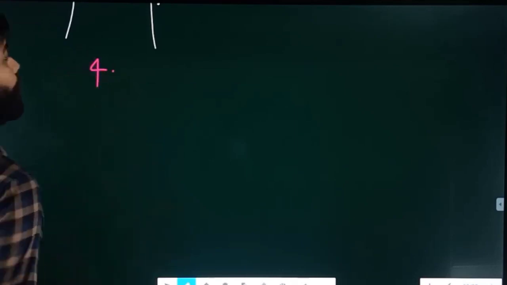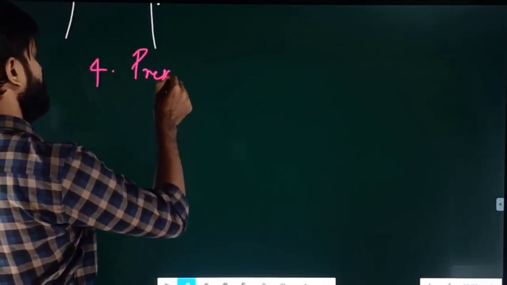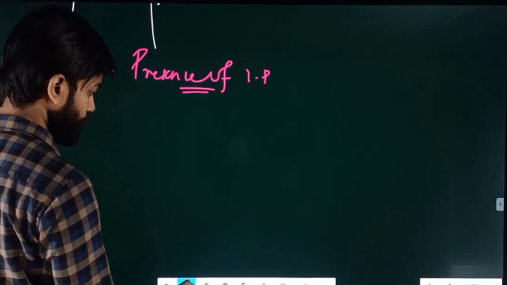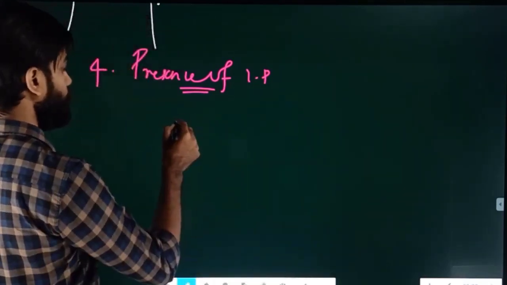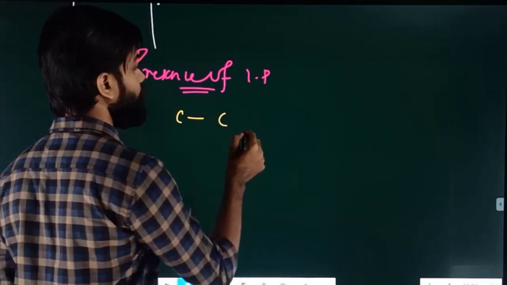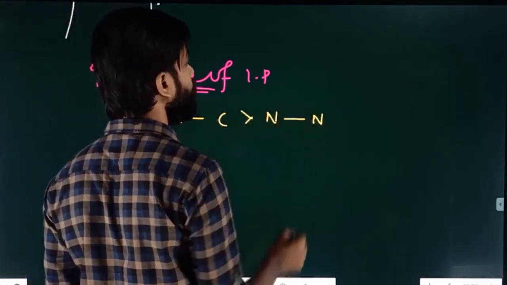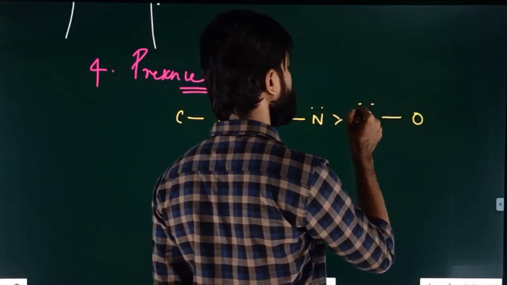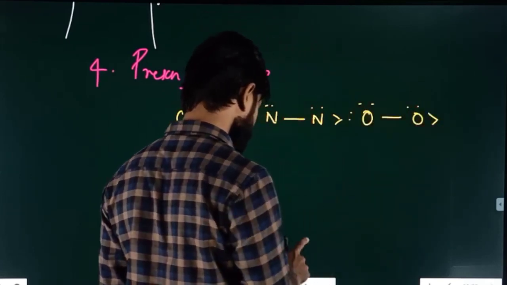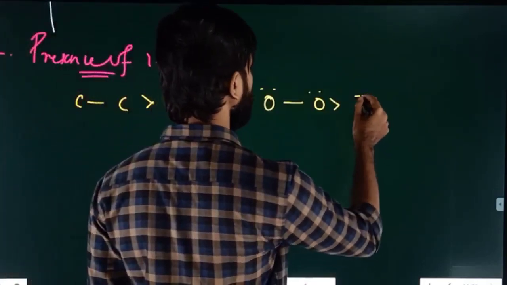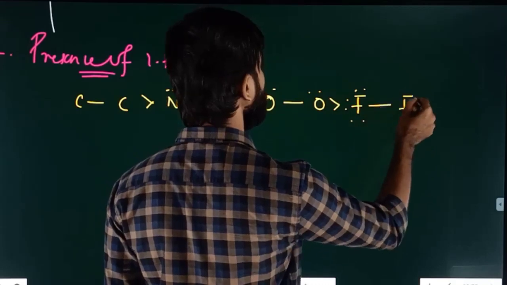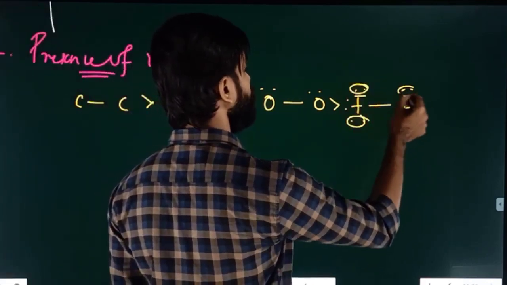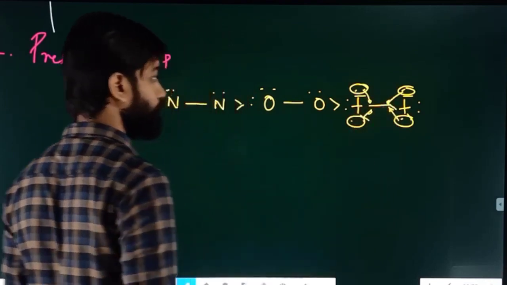Number four. Presence of lone pair. Okay. In a carbon-carbon bond, there is no lone pair. Hence, the bond energy is greater than the nitrogen-nitrogen single bond. For the nitrogen-nitrogen bond, there is a lone pair. That is greater than the oxygen-oxygen bond. There are two lone pairs. That is greater than the fluorine-fluorine bond. There are actually three lone pairs. Okay? Fine. So, the presence of these lone pairs offers a great repulsion with that bond, where the bond is much weaker. Okay.